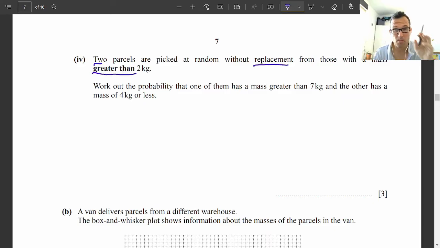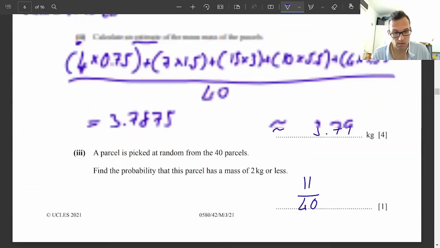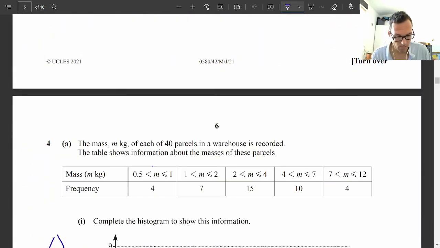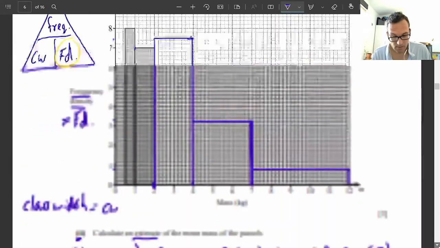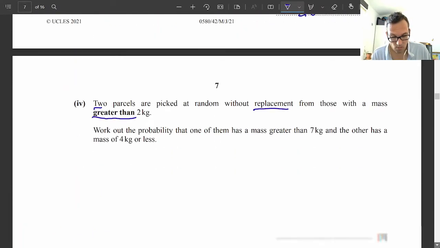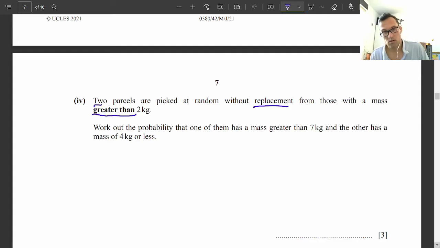You see that is in bold, and even though that's in bold, many students in the exam ignored that. So what does it mean? It means we have to jump back here, we are taking from these parcels only all the ones with a mass greater than 2 kilograms. That means if we add the 15, the 10, and the 4, we're picking from a total of 29 parcels. Now, to make it a bit more complicated, we're doing it twice, not just once.